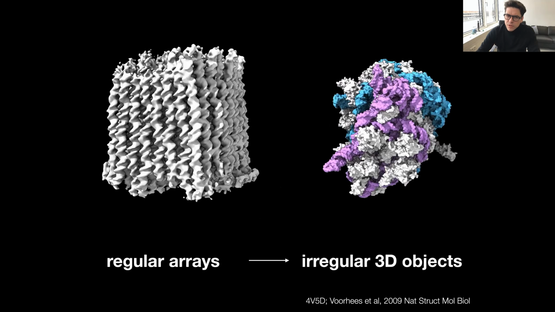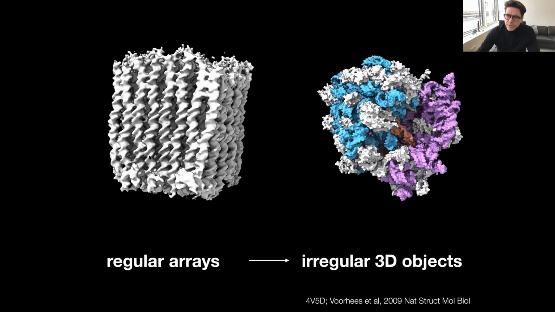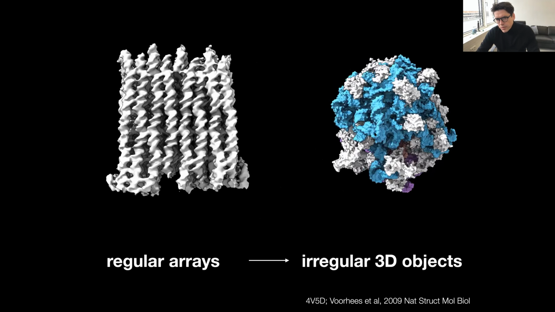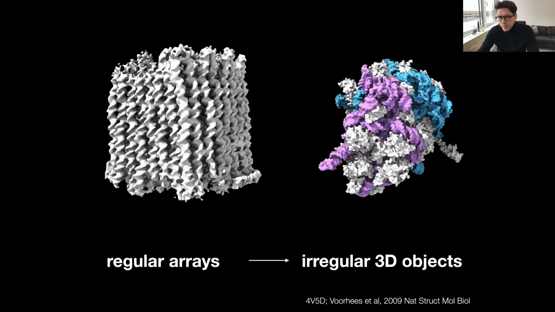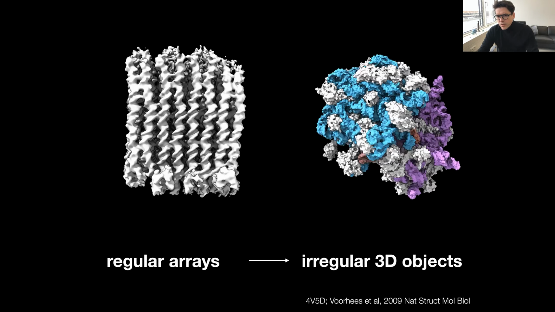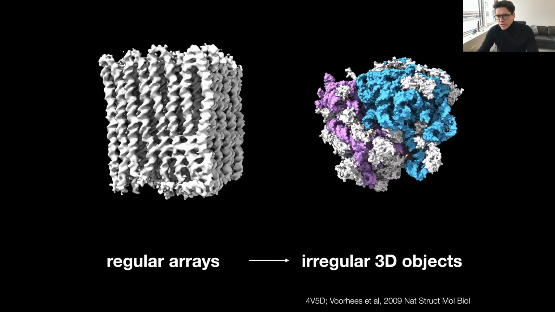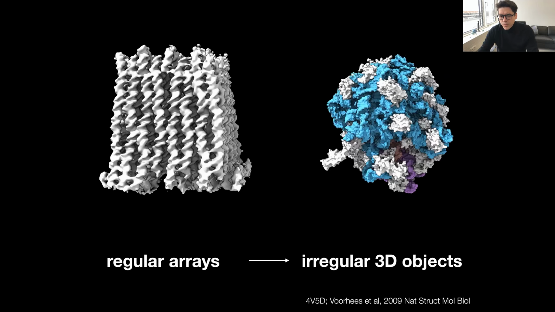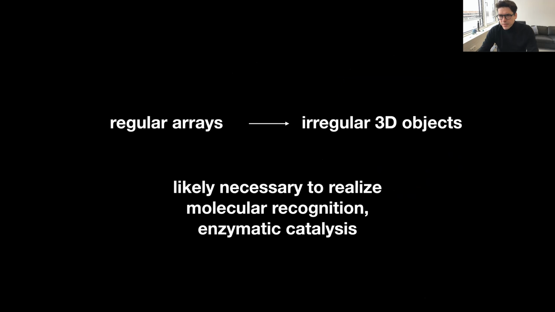Right now, most of the structures in the field are kind of regular arrays. You can think of this as log stacking in medieval ages. There are certain things you can build with this design approach. But what we actually want to do is build something more organic, with an irregular shape. Since we don't do this in the field right now, I took a natural example to illustrate this. What you see here is a large subunit of the ribosome, which is a pretty fancy molecular machine. So we expect that this step is probably necessary to be able to realize molecular recognition or enzymatic catalysis, and other fancy functions in these synthetic molecular machines.